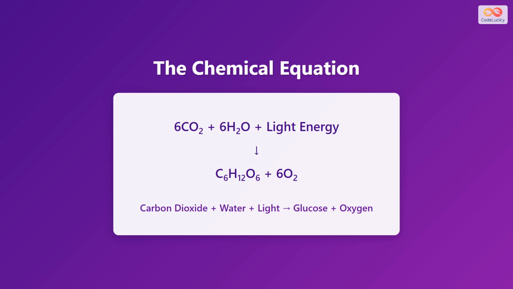The chemical equation for photosynthesis shows us exactly what goes in and what comes out. 6 molecules of carbon dioxide plus 6 molecules of water, combined with light energy, produce 1 molecule of glucose and 6 molecules of oxygen. The glucose, with the chemical formula C6H12O6, becomes the food and energy source for the plant, while the oxygen is released into the atmosphere as a byproduct that we breathe.